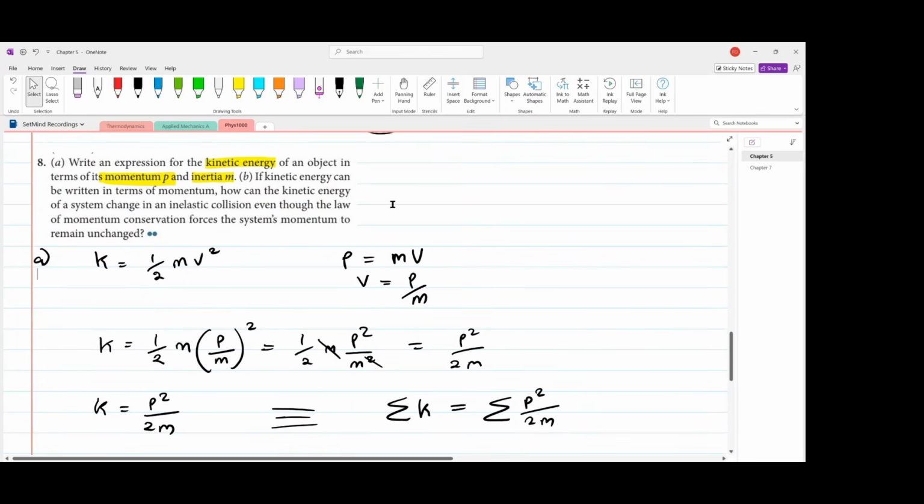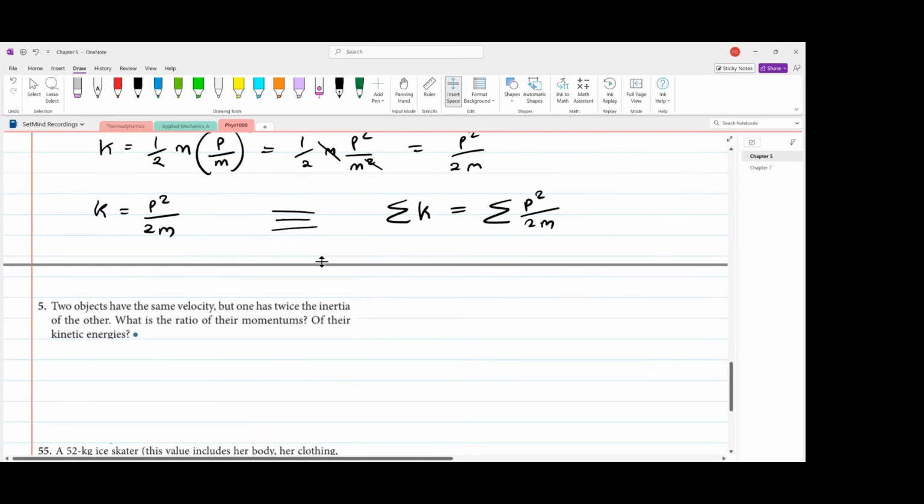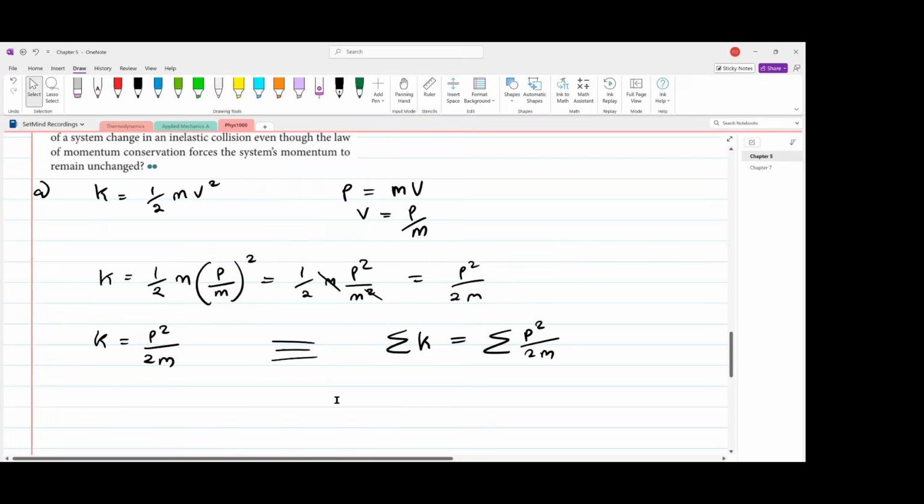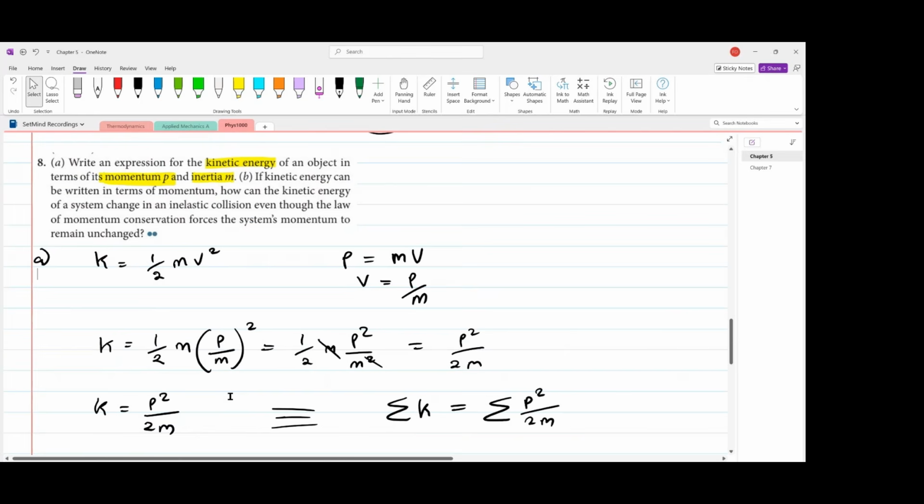For question B, it now says, if kinetic energy can be written in terms of momentum, as we've already seen that it can be, how come kinetic energy can change in an inelastic collision, even though the law of conservation of momentum forces momentum to remain unchanged? So I hope you can see what they are asking now.